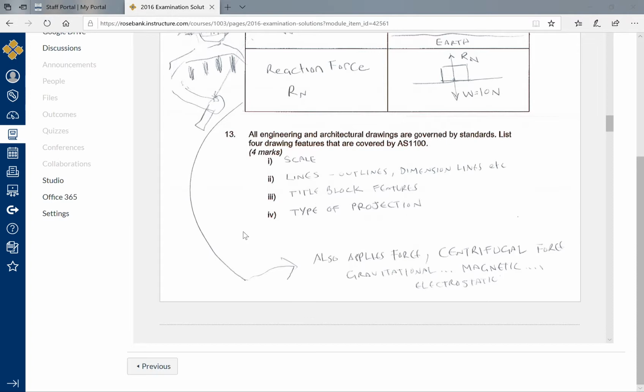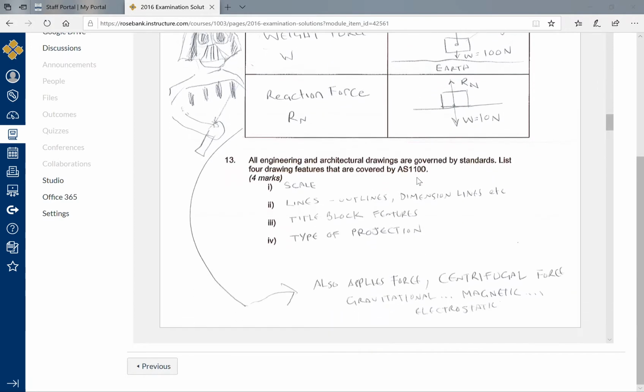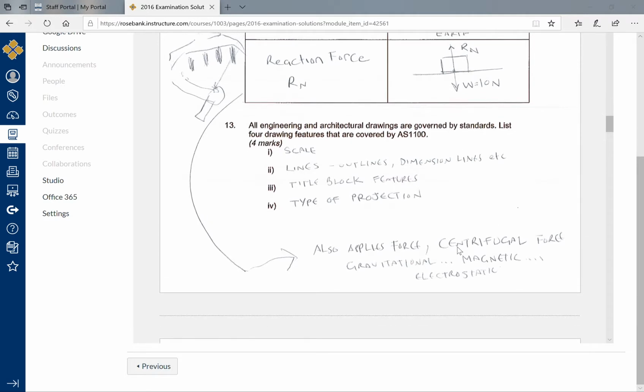Oh, by the way, with the types of forces, I also said you could have said things like applied force, centrifugal force, gravitational force, magnetic force, electrostatic force. So there's lots of forces that you could have listed, but that would be the easy ones to list. But if you needed more, there's some more down here.